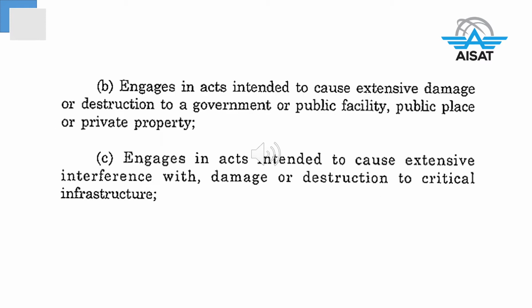But we go further. And going on, our section 4B says a terrorist also is someone who engages in acts intended to cause extensive damage or destruction to a government or public facility, public place, or private property. So here, somebody who causes extensive damage to public facility or private property. And C, it says engages in act intended to cause extensive interference with, damage, or destruction to critical infrastructure. So here, we have an idea that a terrorist is somebody who causes extensive damage to property. So this again is the definition of the Anti Terrorism Act.